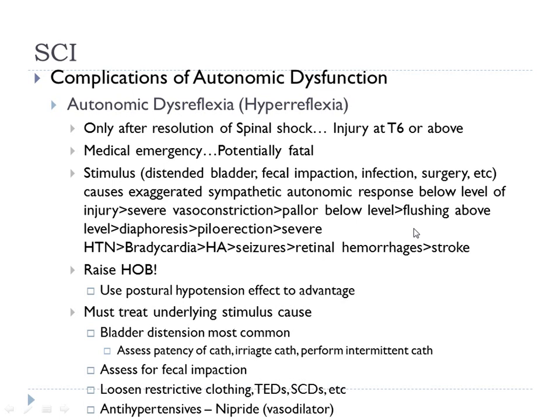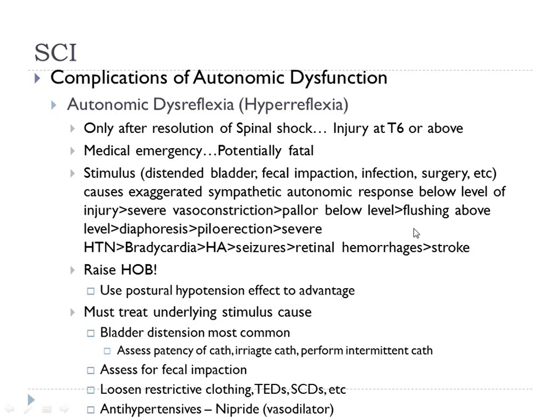So what happens below the level of injury, the peripheral nervous system is realizing that something is wrong down here, but it's unable to communicate it to the brain. So it becomes exaggerated. Below the level of injury, there's severe vasoconstriction, and therefore that would cause pallor, which is paleness, right? Above the level of injury, you will see the opposite. You will see vasodilation, sweating, and maybe piloerection, that's goosebumps, right?